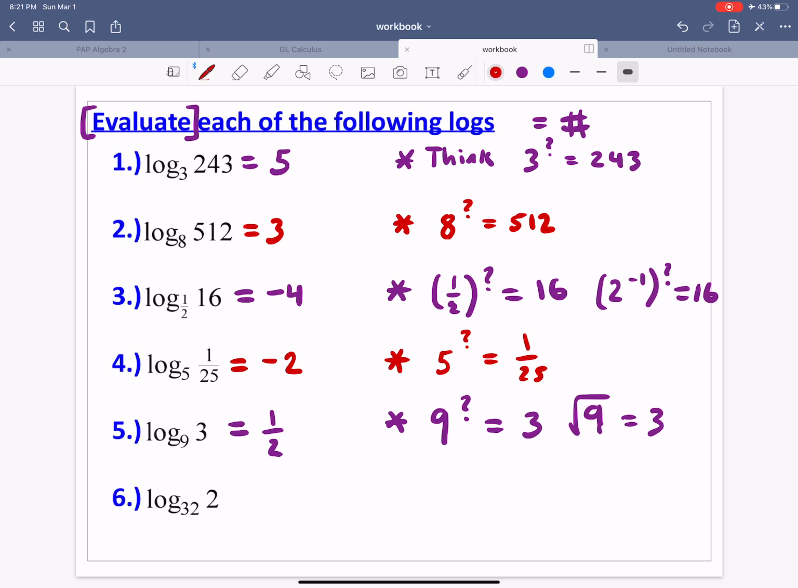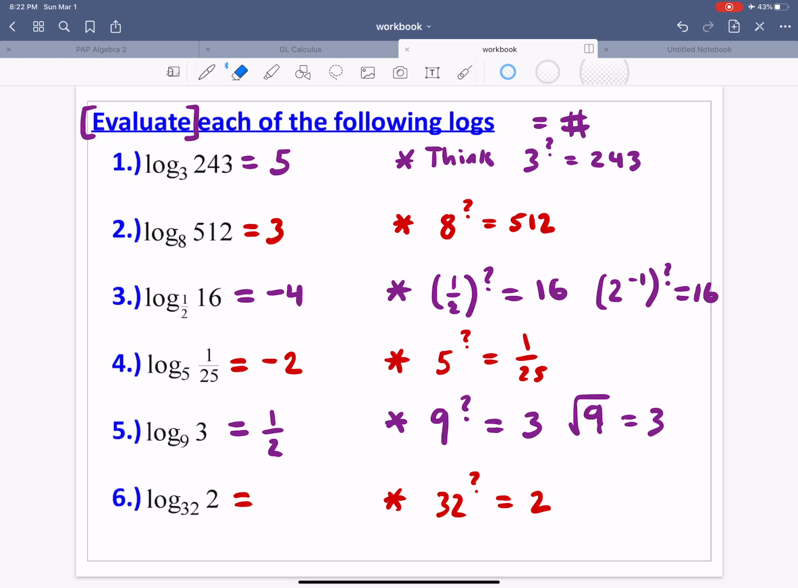So last one here, and then we're actually done with this video. We're going to think about 32 to a mystery power equals 2. So again, this is another problem where we're going to have to take a root. You've got to think what power of 2 equals 32. So 2 to the 3rd is 8, 2 to the 4th is 16, so 2 to the 5th would be 32, okay?